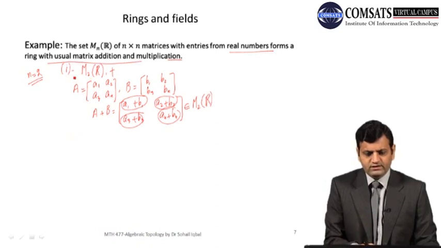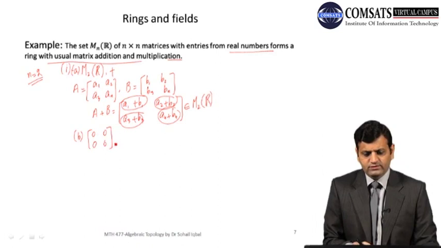Now let's see the second condition. In the second condition, we need to find the additive identity in this set. As we can guess easily, the 0 matrix, with all entries 0, belongs to M2R, and it satisfies the condition that if I add any matrix A to this 0 matrix, the answer will still be A. So this 0 matrix acts as the additive identity in this set M2R.